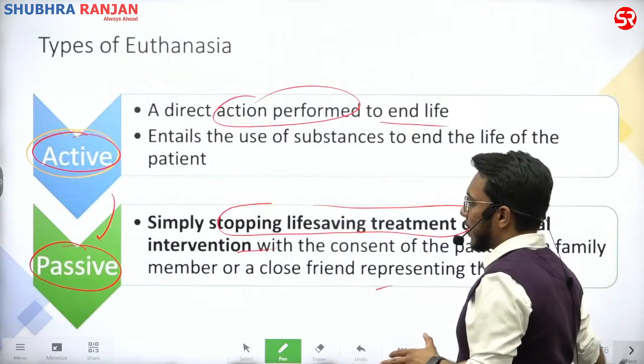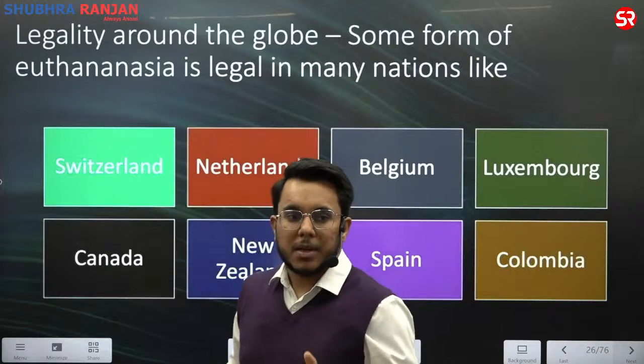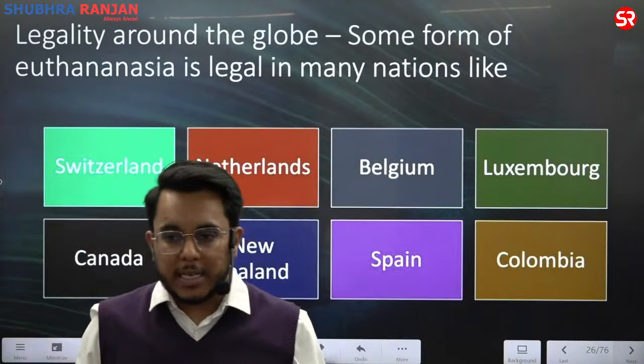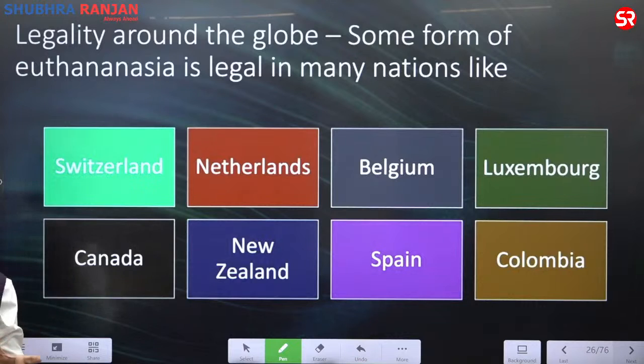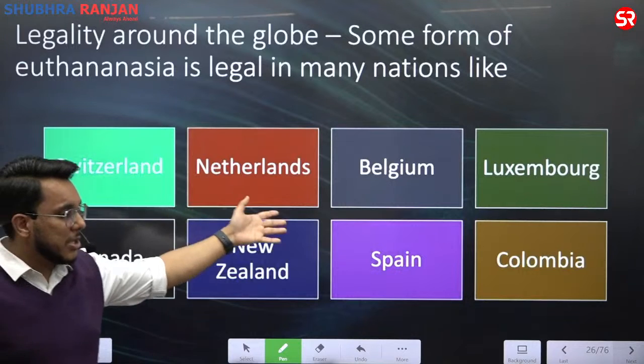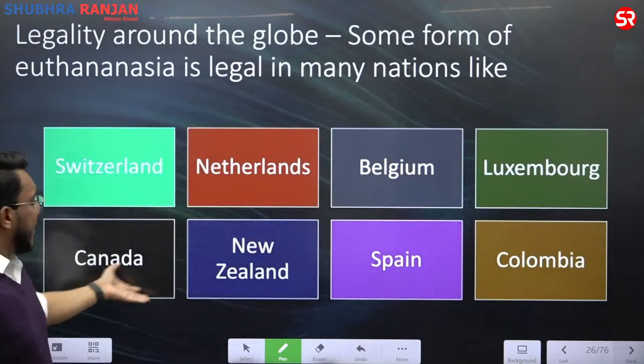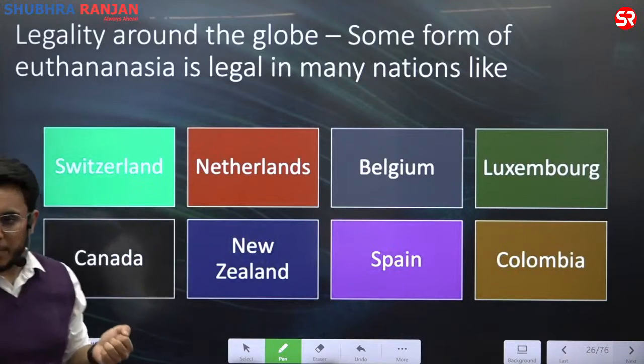Now, as we talk about euthanasia, euthanasia happens to be legal in these countries. Legality is different. Kahin pe passive, matlab dekho, passive legal hai, lekin passive ke andar mein kis condition mein legal hai. So legality is different, but in these countries, it's legal. That is Switzerland, Netherlands, Belgium, Luxembourg, Canada, New Zealand, Spain, Colombia.